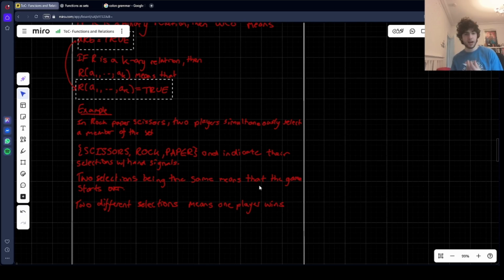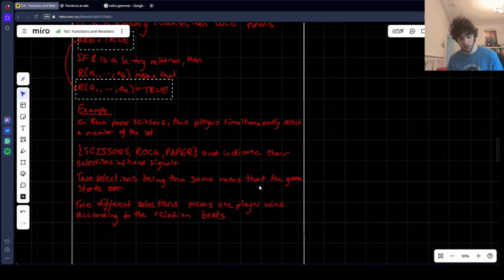Okay, and actually, how do we know which player wins? Well, they win according to the relation, the relation beats. It's a binary relation because it has to take both player one's input and player two's input, whether scissors, rock, or paper. So we call this relation beats, a function taking the two players' inputs and outputting true or false depending on which player wins, right?